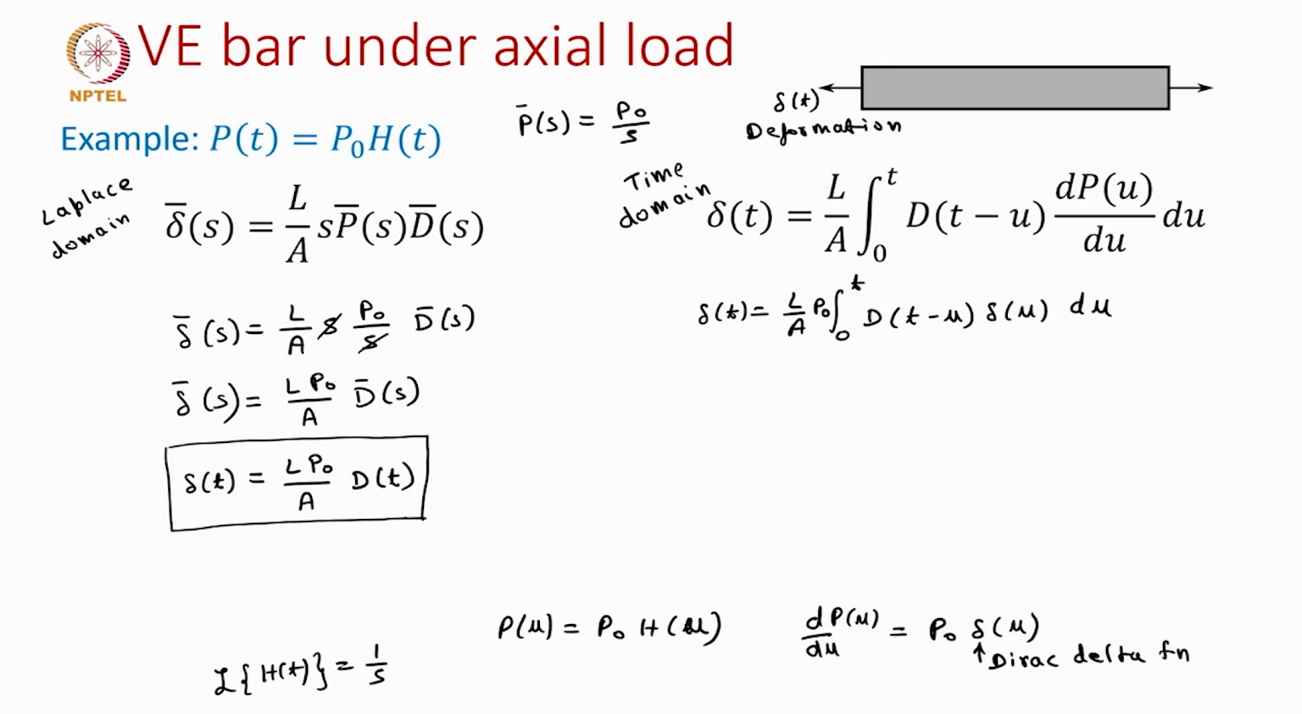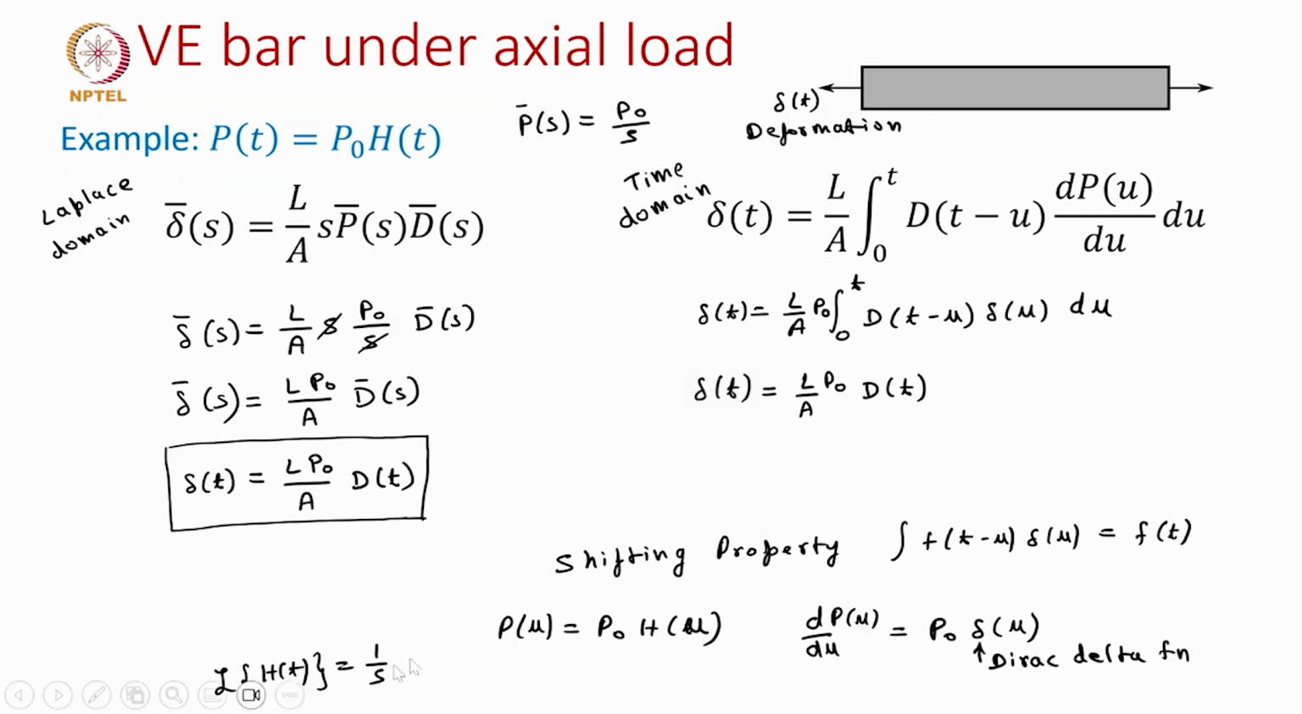Now we can apply the shifting property of the Dirac delta function. What it says is, if you have a function f of t minus u times delta of u, it is simply the function value evaluated at time t. So this can be written as L by A P naught times D of t. So this is the expression we got using the integral form, and this is the expression we got by starting from the Laplace domain. Of course, the solution should come out to be the same because we are solving the same problem.